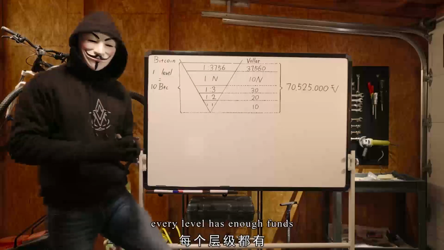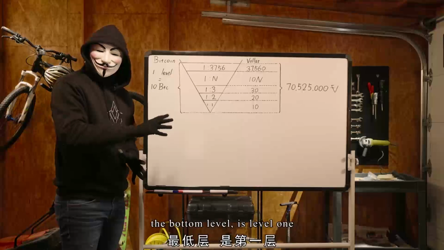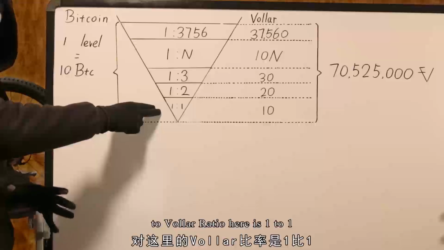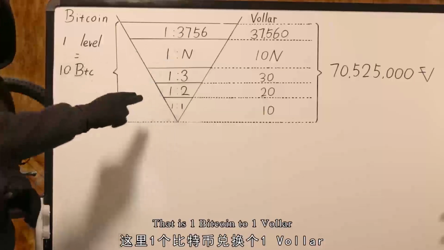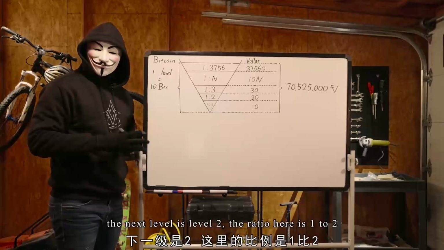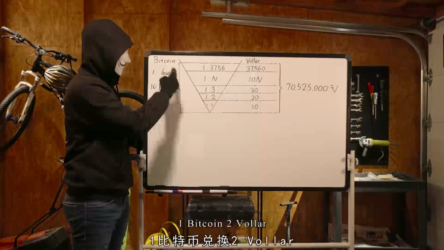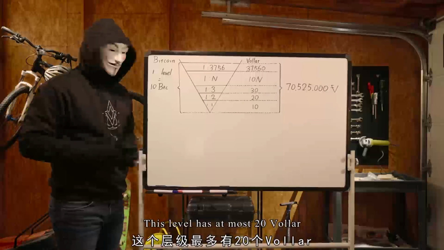Every level has enough funds for 10 Bitcoins. The bottom level is level 1. The Bitcoin to Volar ratio here is 1-to-1. That is 1 Bitcoin to 1 Volar. So this level has at most 10 Volar. Next is level 2. The ratio here is 1-to-2. 1 Bitcoin, 2 Volar. This level has at most 20 Volar.